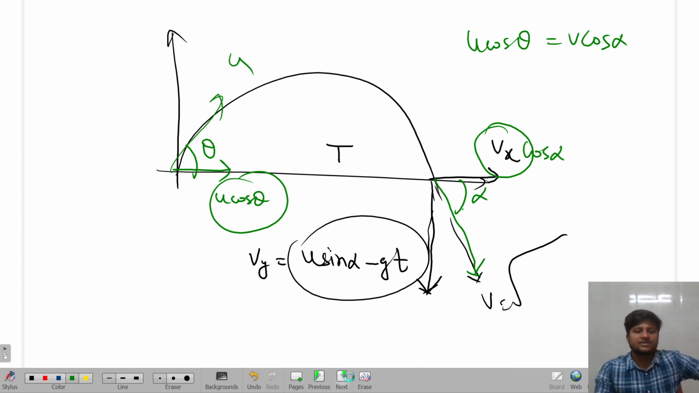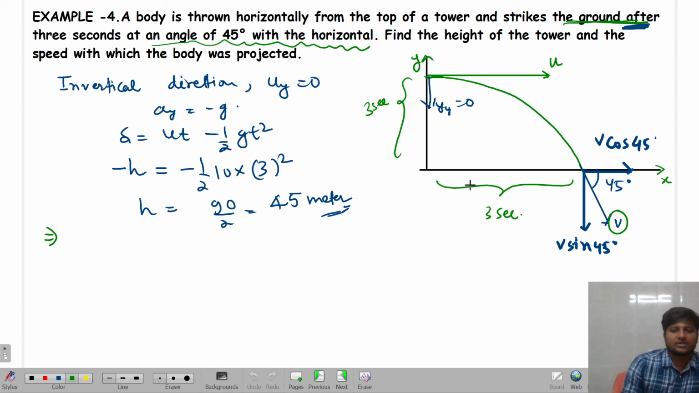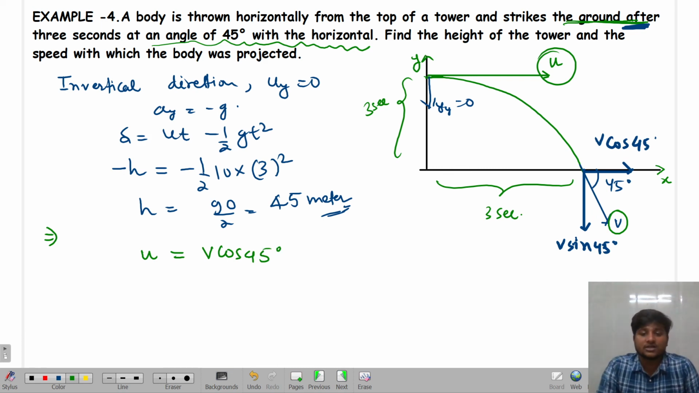So now, if this is the general rule, the initial horizontal velocity should be equal to V cos 45 degrees. But you need to calculate this V first, yes or no? So how to proceed? Easy. How is it easy? Think. Can we calculate the velocity along the y direction?